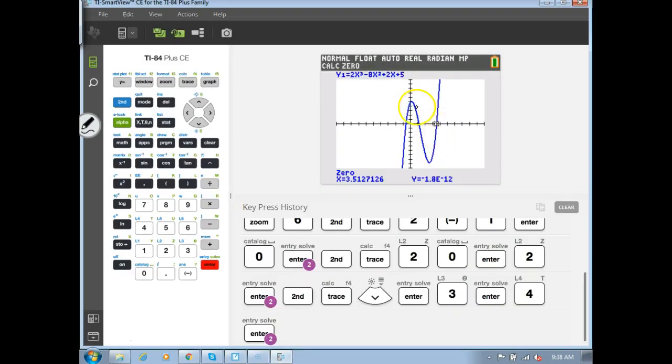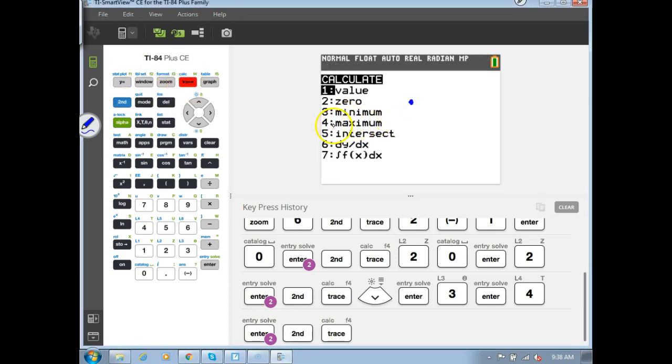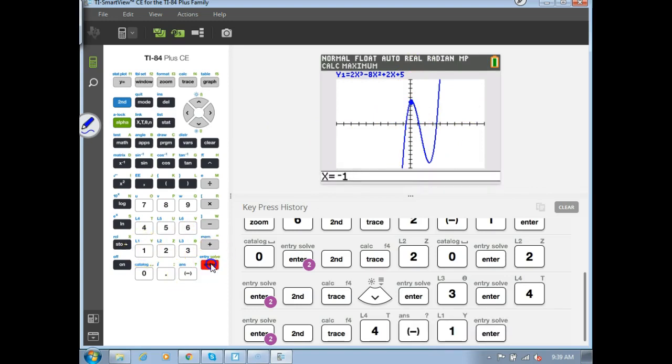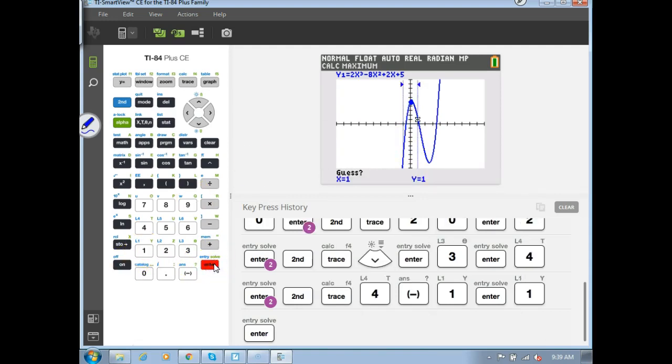I'm going to find that maximum first, which is this guy here. He's about at x equals 0, so we're going to keep that in mind when we make our guesses. So this time I'm choosing a maximum, so number 4. You need to get your cursor so that it's before the maximum, so I'm going to go -1. And then after the maximum, I'm going to go to 1, definitely after. And then hit enter for the guess. You don't even have to type in your guess.